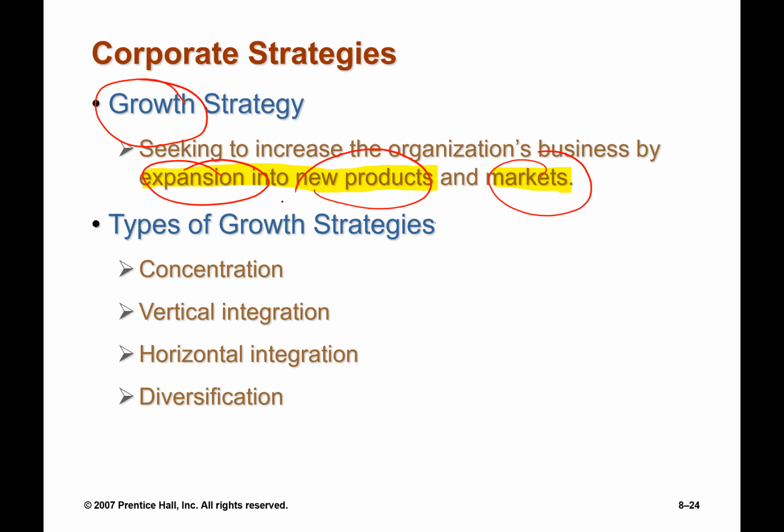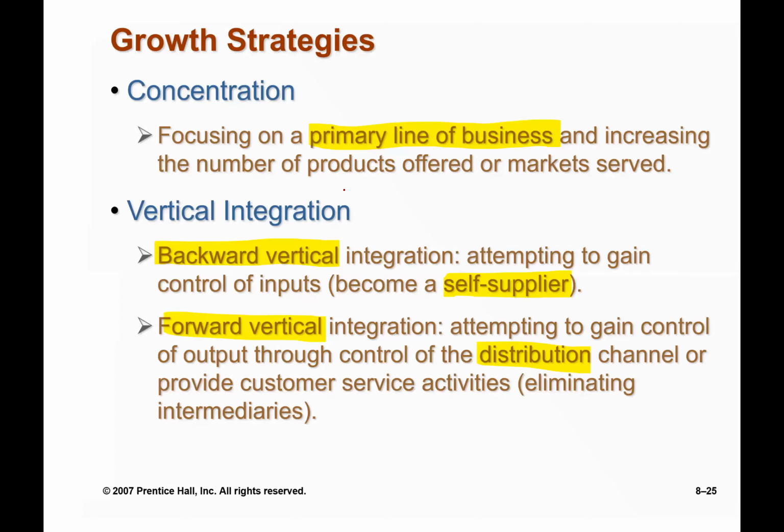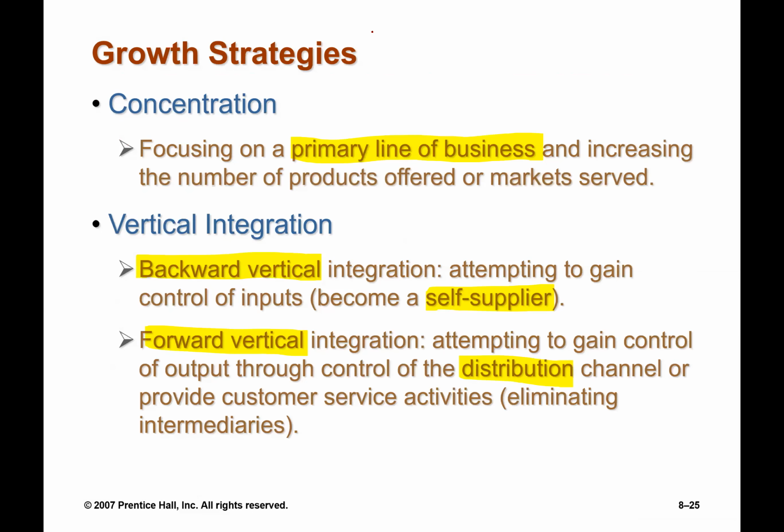And then the types of growth strategy. There are a few types. First, concentration, and then vertical, horizontal, and then diversification. What is the first one? Concentration. Still within the growth strategy, for instance, concentration. What is concentration? Concentration is normally practiced a lot.